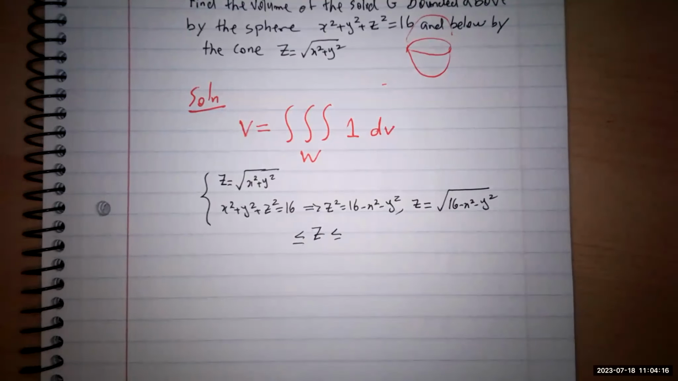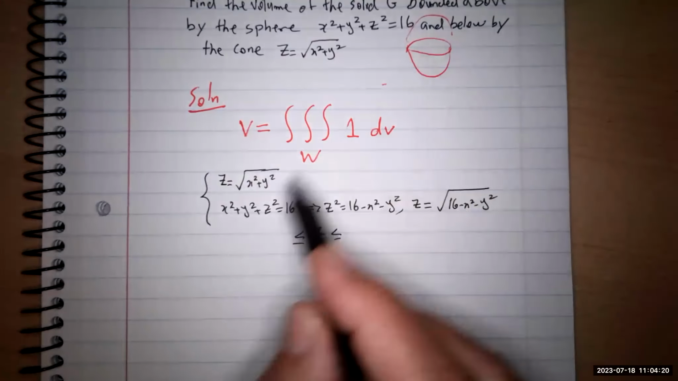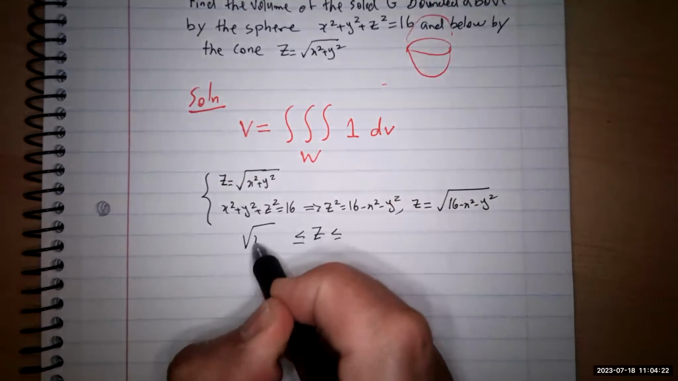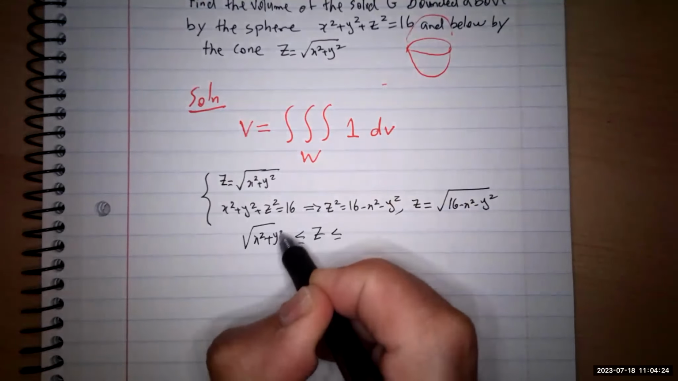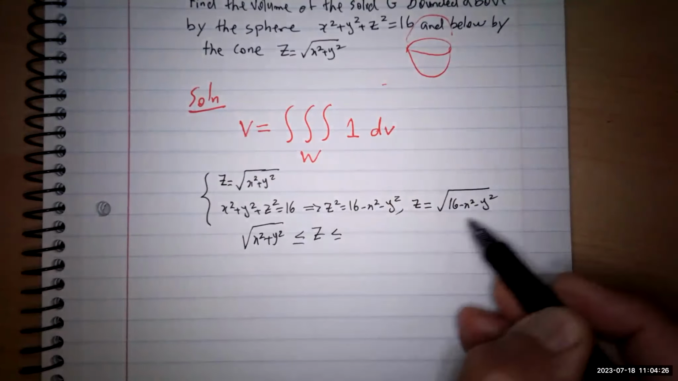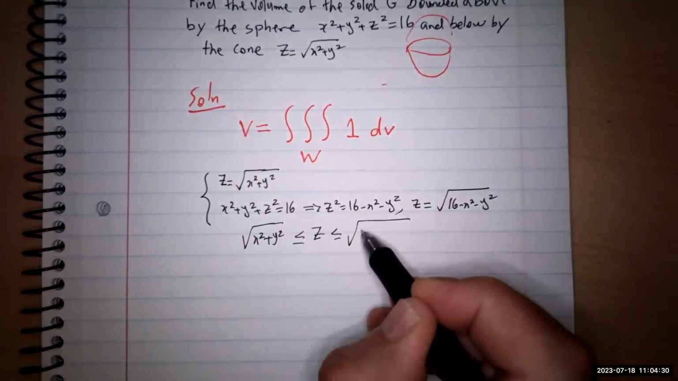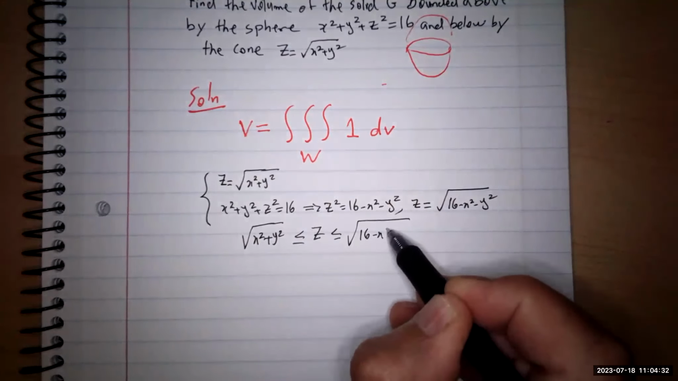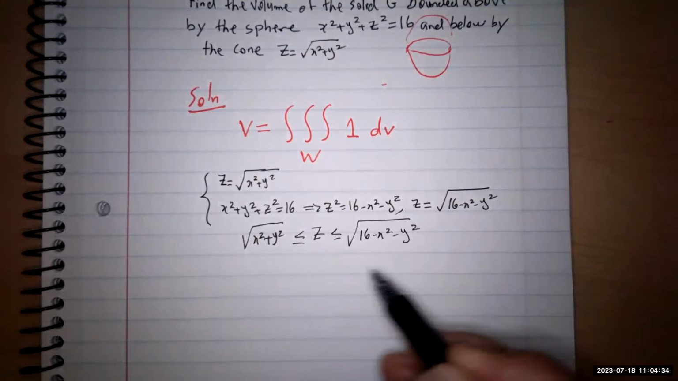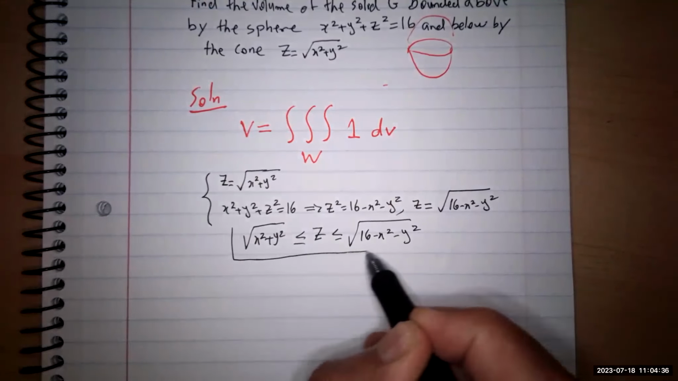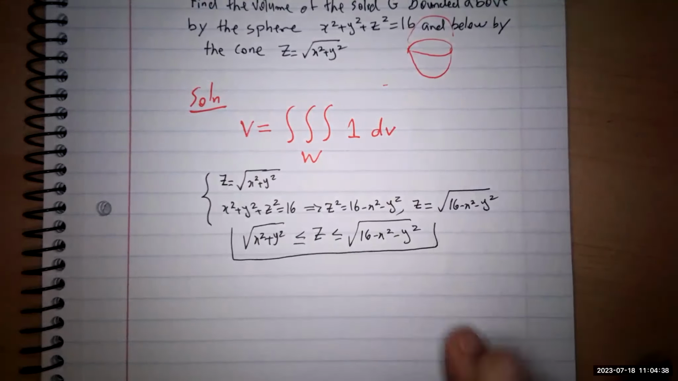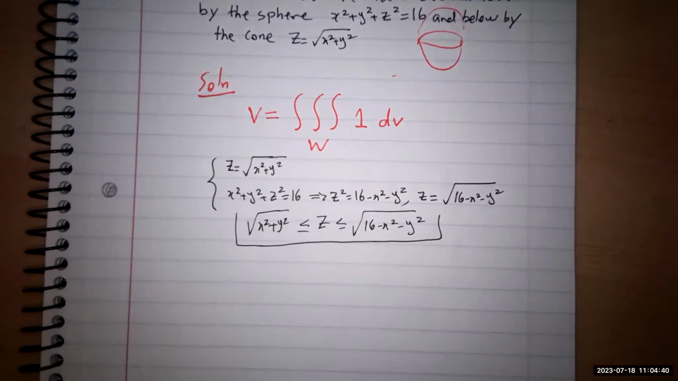Okay, and so from the bottom, below is the cone, and above is just the hemisphere, if you like. It's going to be the square root of 16 minus x squared minus y squared. So this is how you arrange it. Okay, you arrange the z limits. Any question?